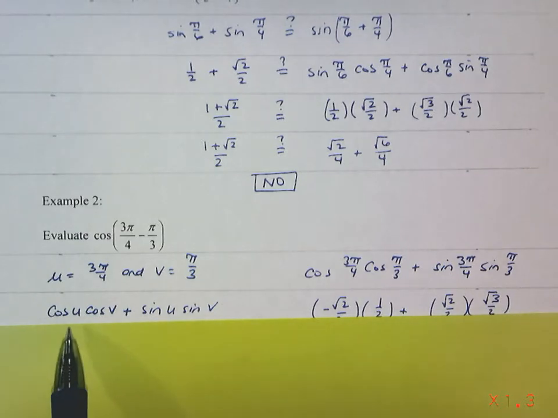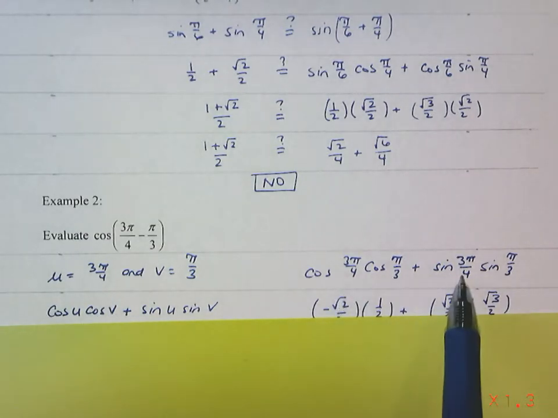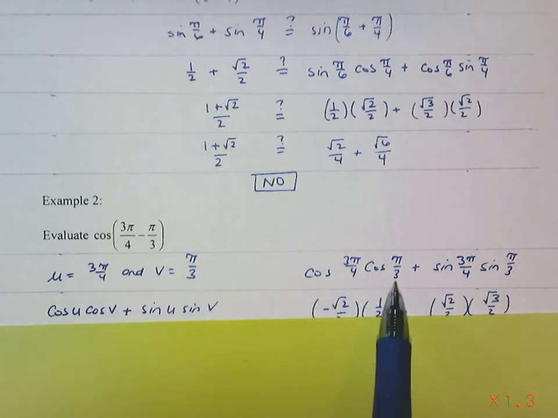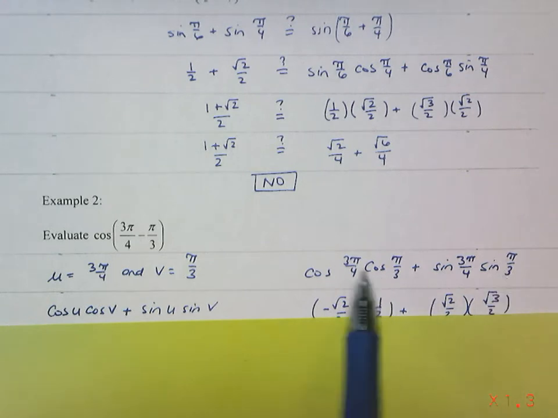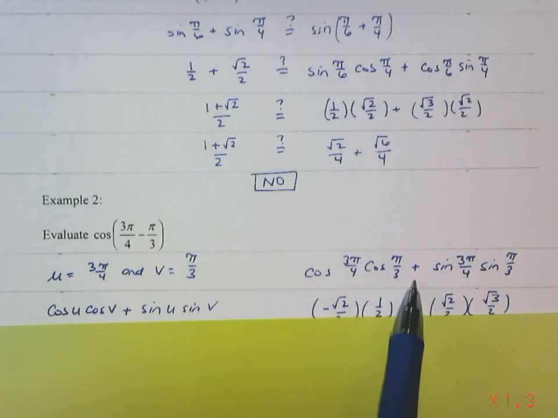So then I just replace all the u's with 3 pi over 4. So cosine 3 pi over 4 and sine 3 pi over 4. I replace all the v's with pi over 3. Cosine pi over 3, sine pi over 3. I expect all my students to write this step here with the u and the v, this step here where you replace the u and the v with the angles.